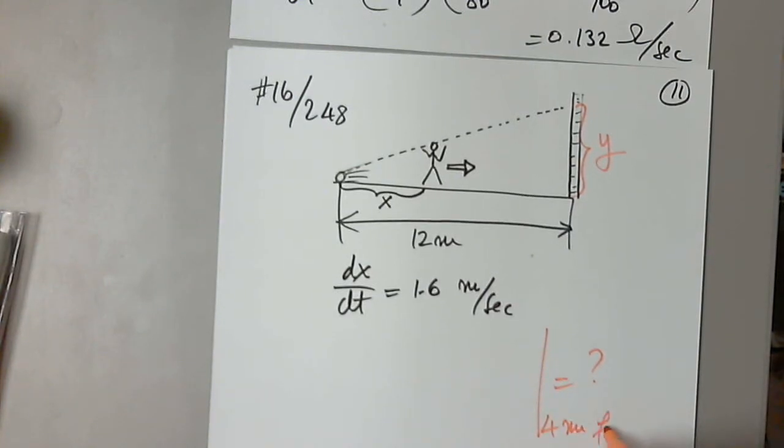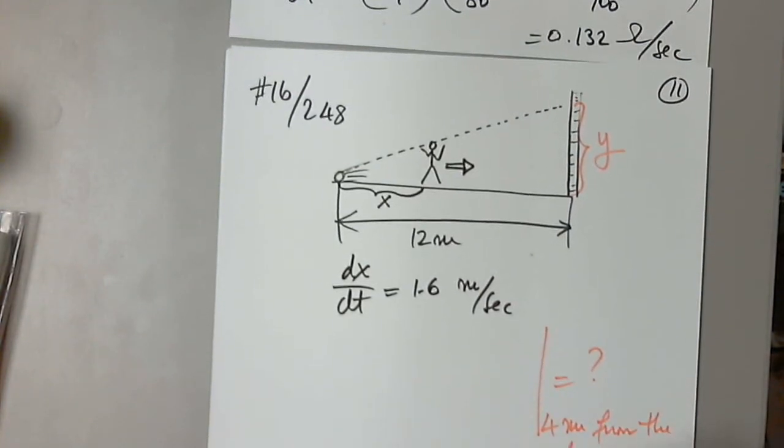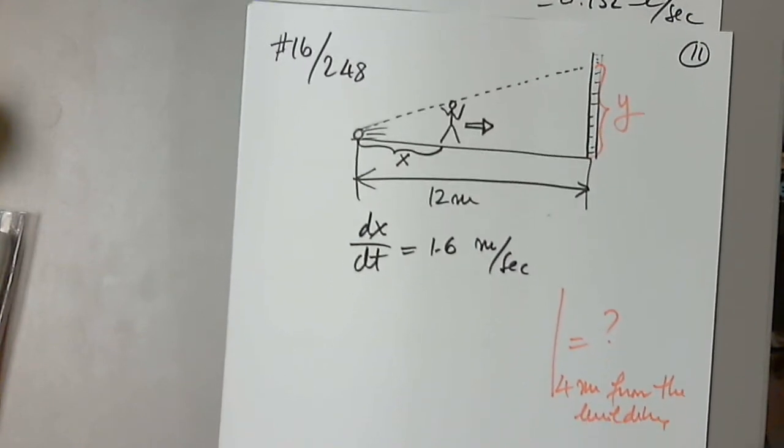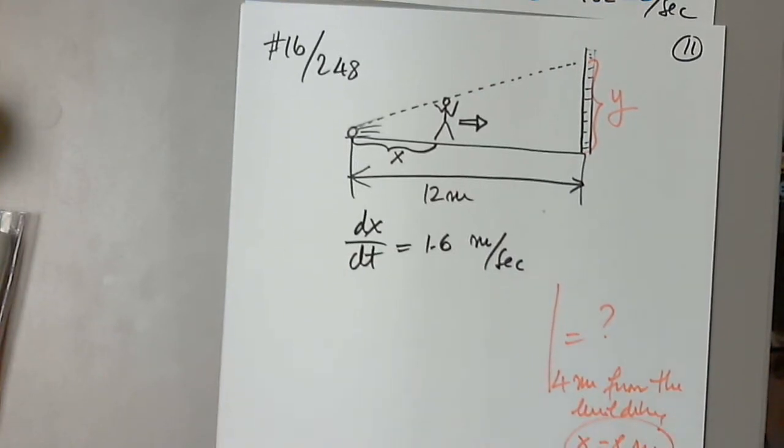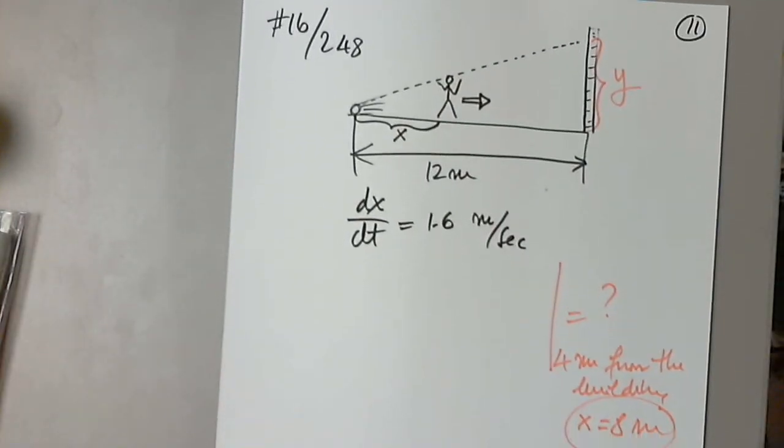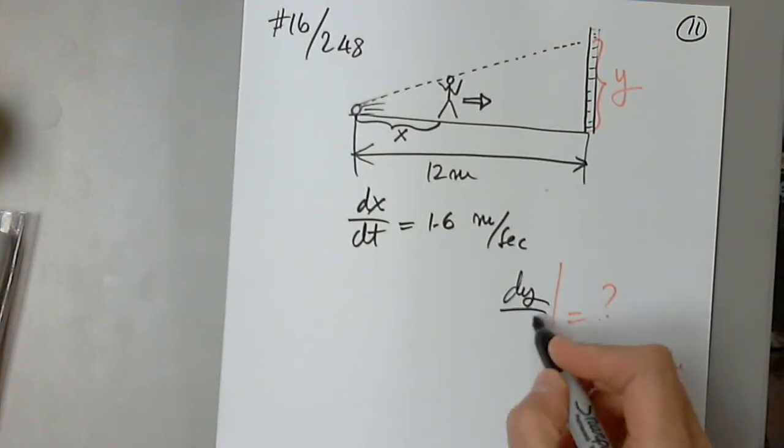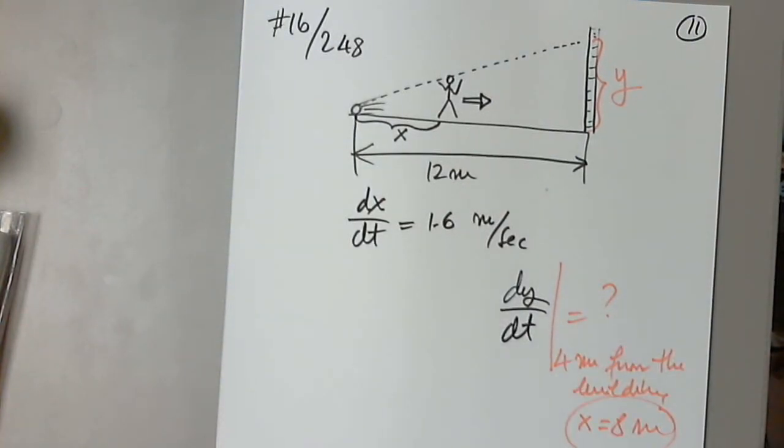4 meters from the building, which means x must be 8. Perfect. But what am I asked to find? dy by dt. Very good, indeed. I'm asked to find dy over dt. Let's review everything one more time and decide if you have any questions.